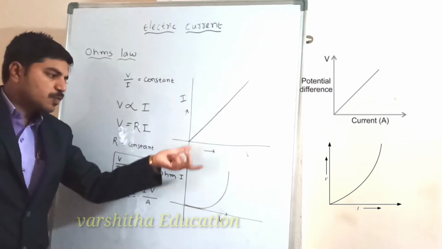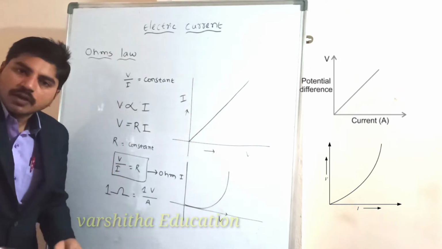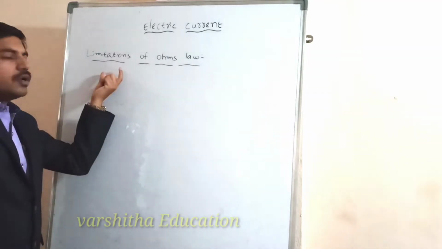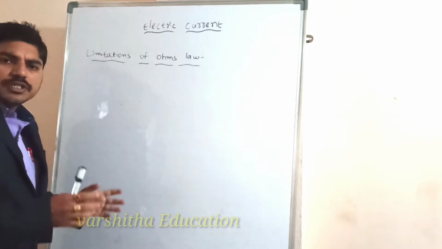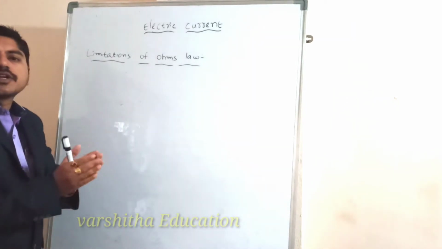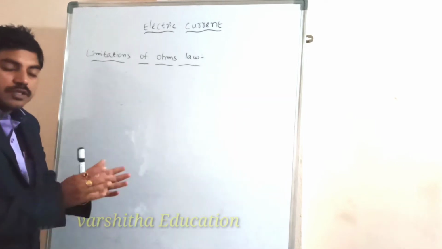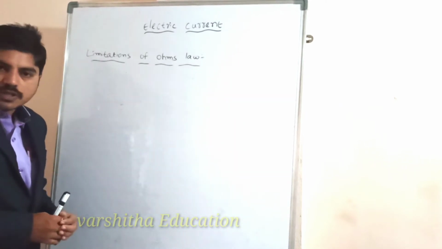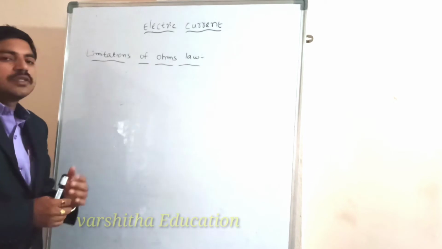A graph can explain ohmic and non-ohmic conductors. There are limitations of Ohm's law: which objects follow Ohm's law and which do not, and what the defects in Ohm's law are.